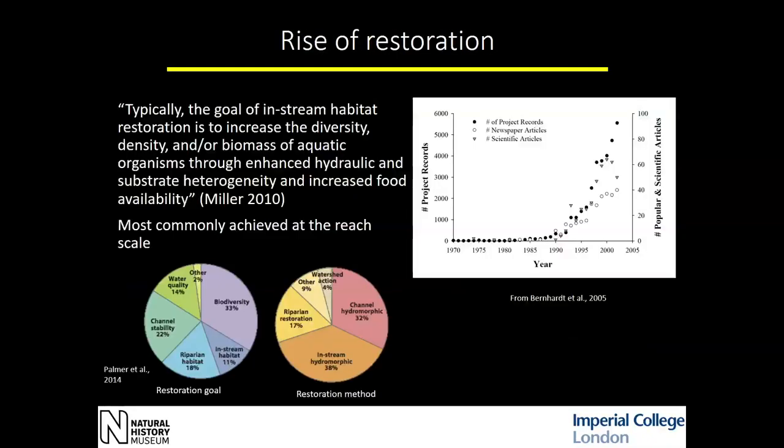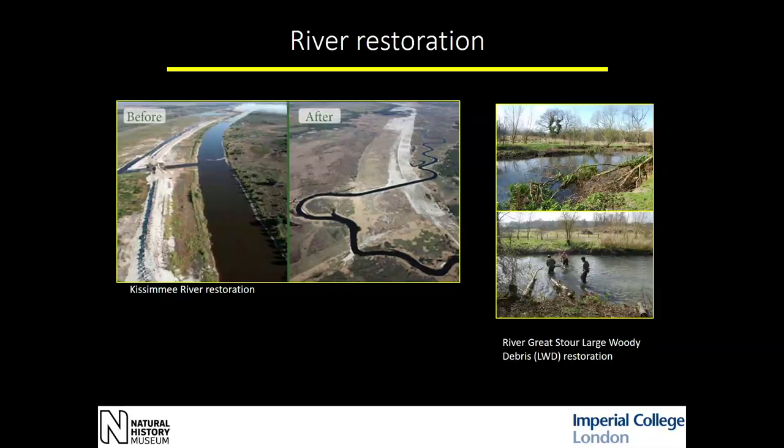which we can see from Palmer et al. 2014 in the US: biodiversity, improving habitats, is a major goal. And this is often aimed at in-stream or channel hydromorphology, because catchment-based strategies in developed countries, where there's lots of competition for land use, are very hard to actually implement. Here are just some examples of river restoration. So there are very different scales.